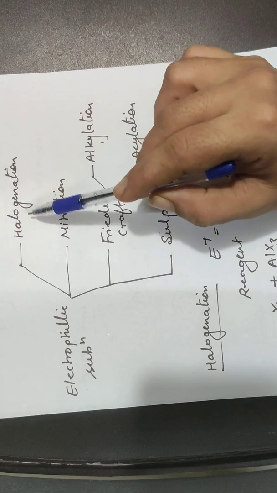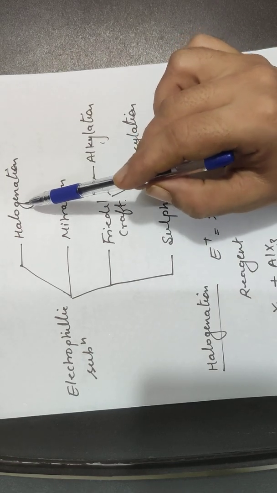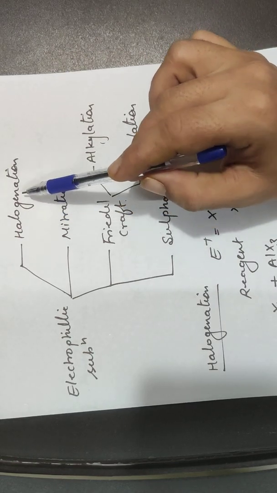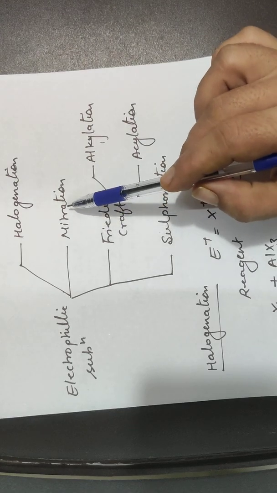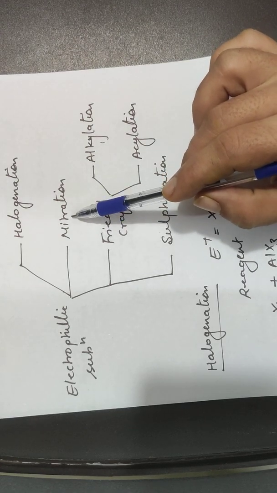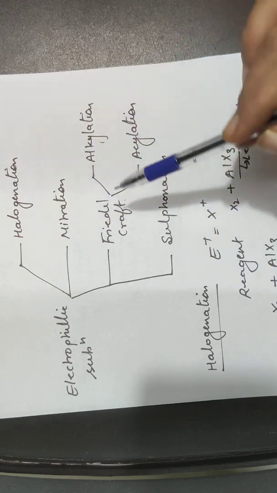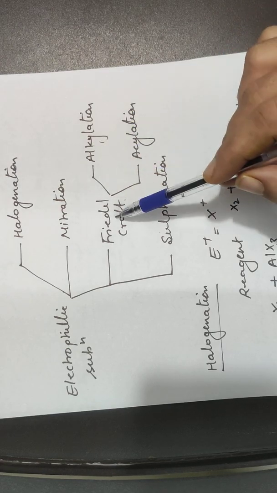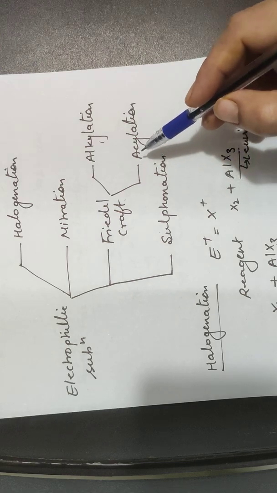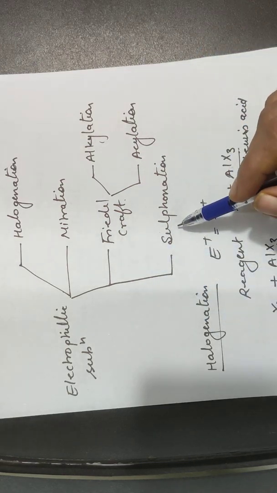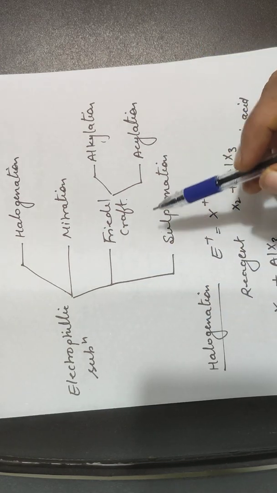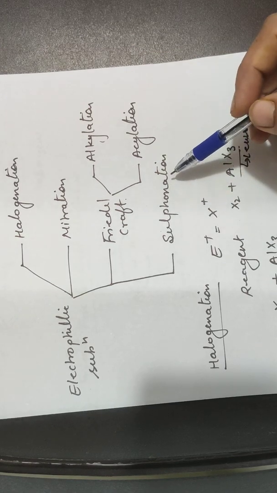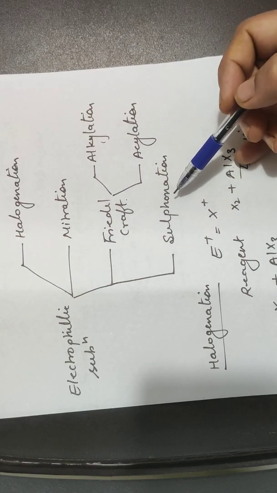What are these? Halogenation, that means replacement of hydrogen with halogen. Nitration, replacement of hydrogen with NO2, the nitro group. Friedel-Crafts alkylation, hydrogen by alkyl group. Friedel-Crafts acylation, hydrogen by acyl group. Last is sulfonation, that means hydrogen by SO3H group. These are the electrophilic substitution reactions.